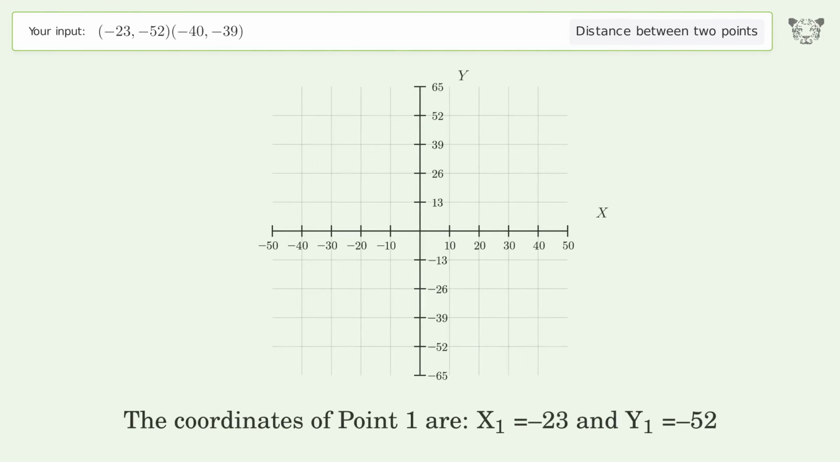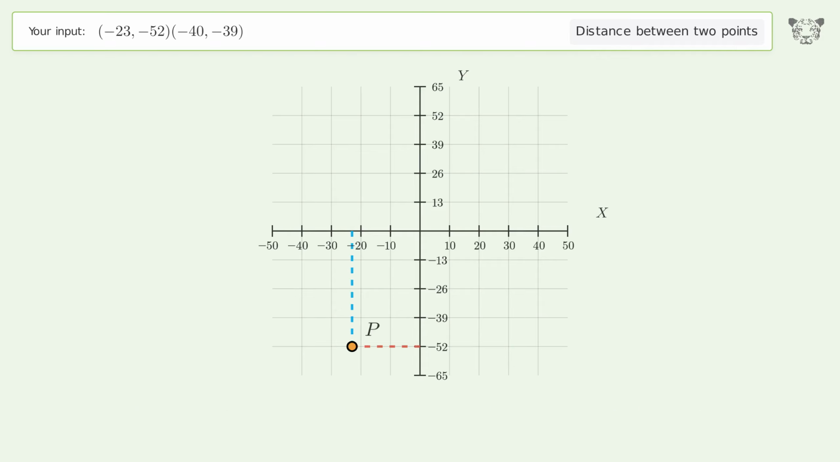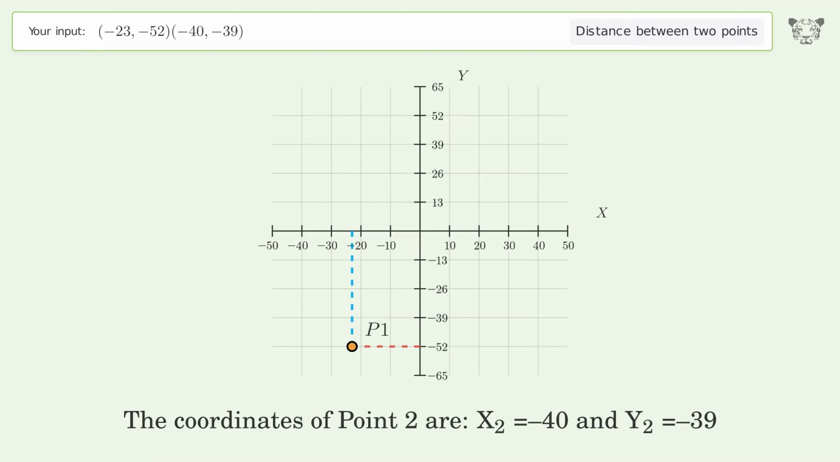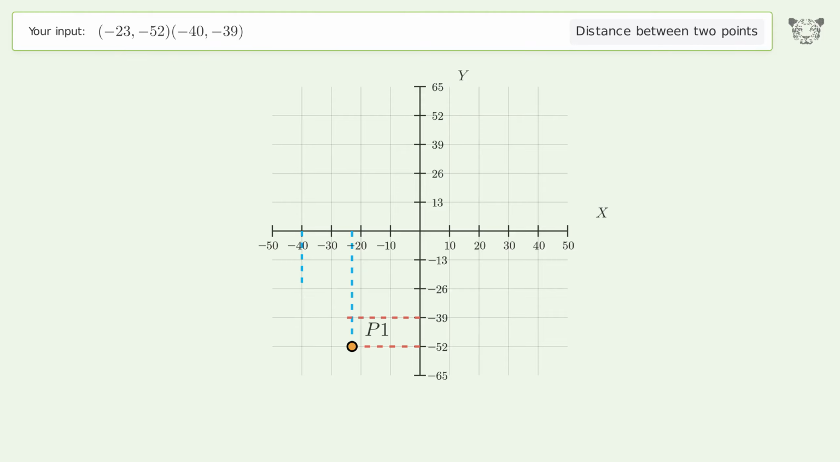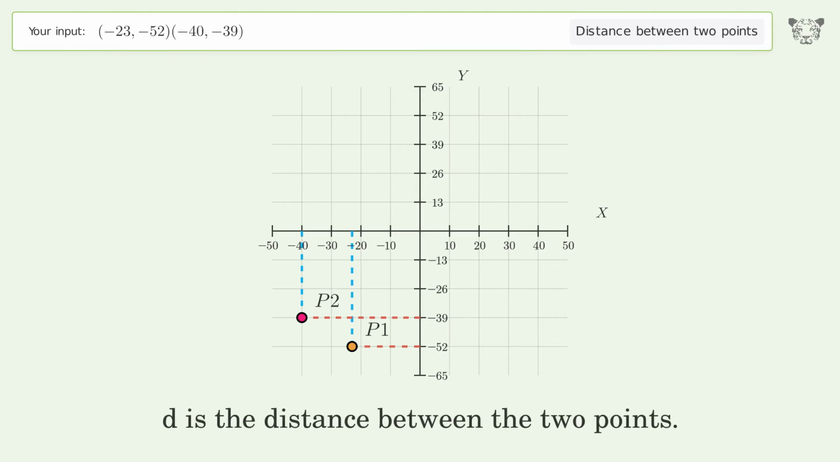The coordinates of point 1 are x1 equals -23 and y1 equals -52. The coordinates of point 2 are x2 equals -40 and y2 equals -39. D is the distance between the 2 points.